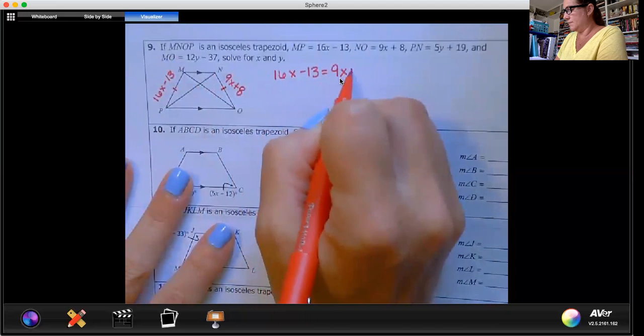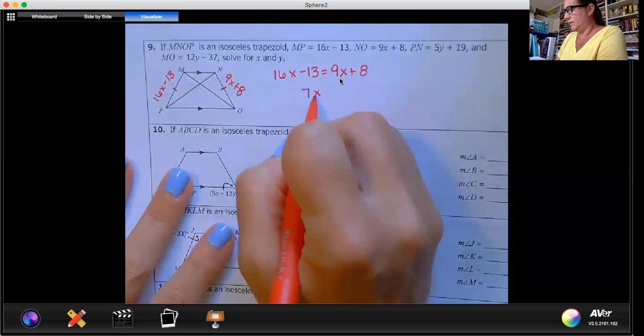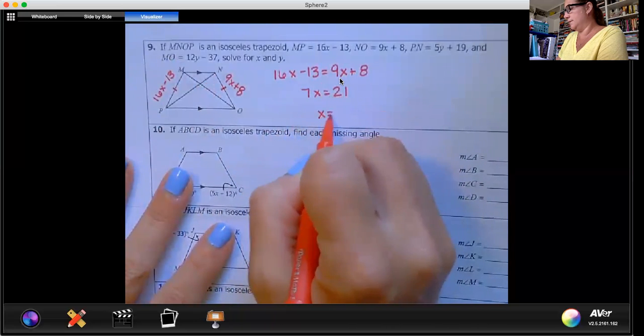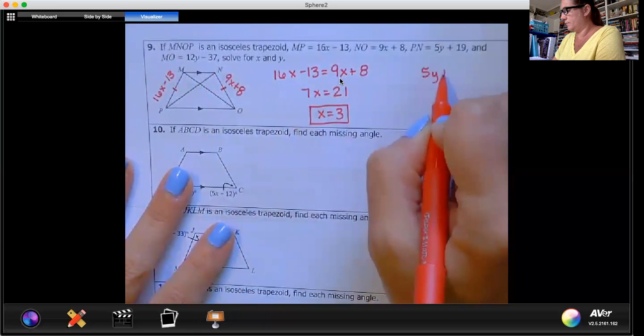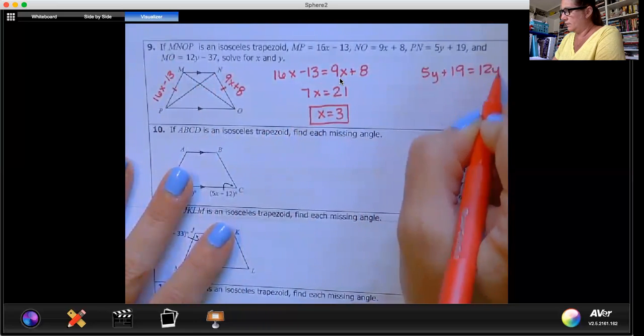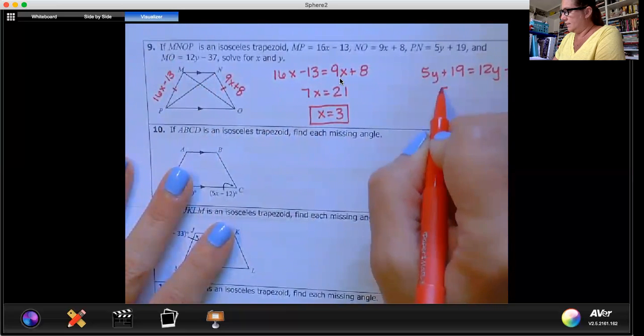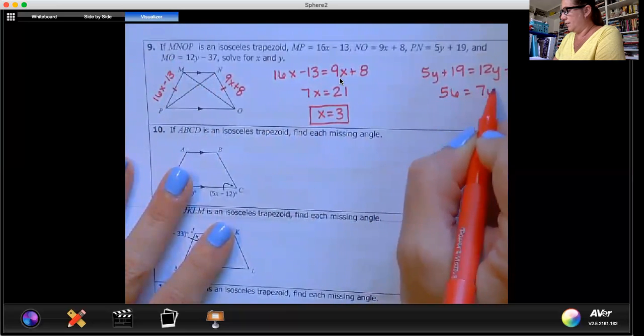So set your x expressions equal. 7x is 21, so x is 3. And then set your y's equal. And 56 is equal to 7y, so y is 8.